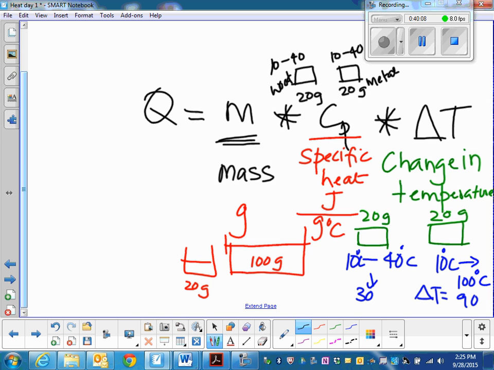Alright? I will post a similar activity with an answer key on Blackboard. You can just do it to understand this equation. Does that make sense? Alright? But I'm not going to make you do it in class. So this is the equation we are going to learn. How much heat energy does a substance take in or lose? Does that make sense? Okay.